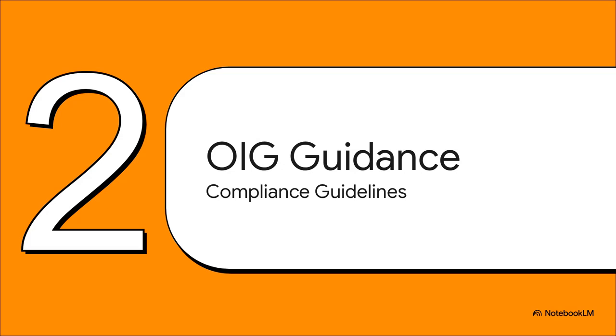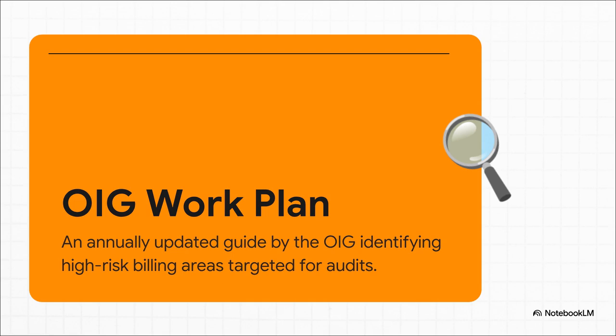Moving right along to Section 2, OIG and Compliance Guidance. So, the Office of Inspector General, or OIG, publishes what's called the OIG Work Plan. It's updated annually and monthly, and you can think of it like a giant radar that identifies high-risk billing areas targeted for federal audits. If the OIG announces they're targeting a specific service line, smart coders know they need to immediately step up their internal auditing for those codes. You definitely want to avoid that spotlight.